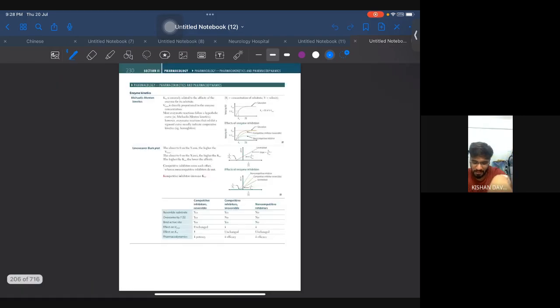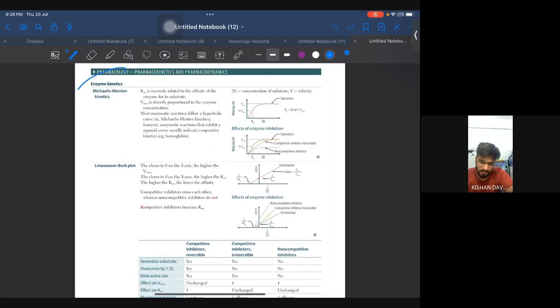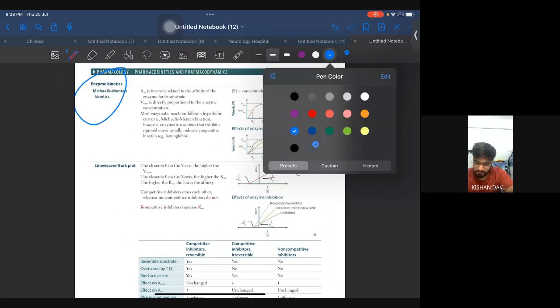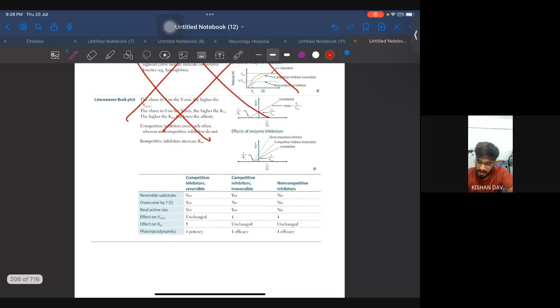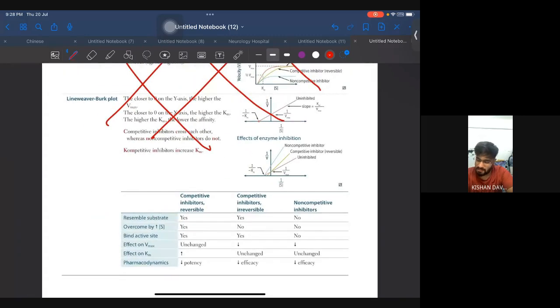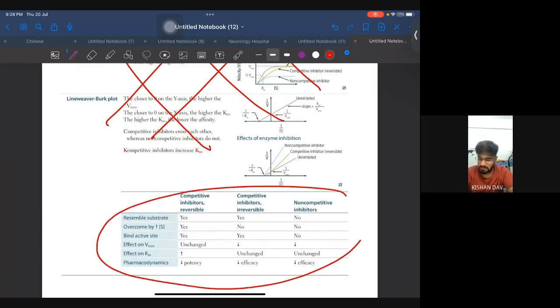One thing I would like to tell you is that the enzyme kinetics, I left this for the exam because I wasn't able to understand it to my full extent. If you are able to understand this, definitely do it because one or two questions will be asked. In my exam also, I got 2 to 3 questions, but I left it because I couldn't understand it.